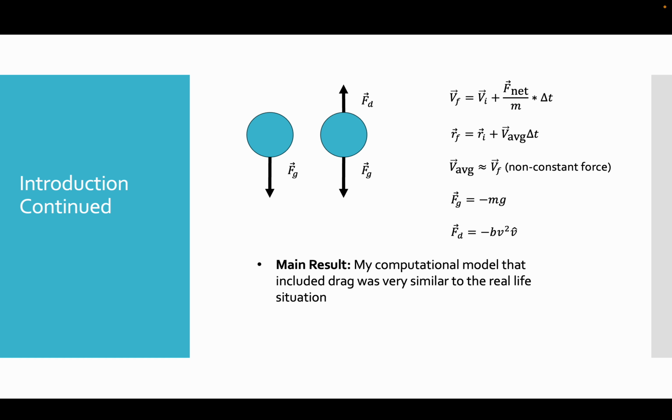I use these equations in this lab because they allow me to find the velocity and position of my object while it is falling at any point. These equations also allow me to create a computational model of the situation. With this lab, I would find my computational model that included drag to be very similar to the real-life situation.